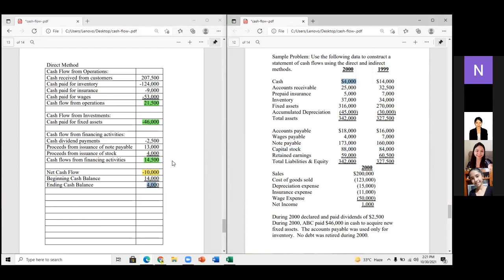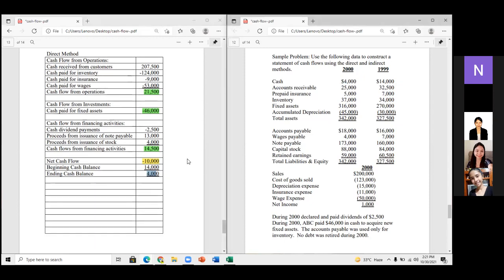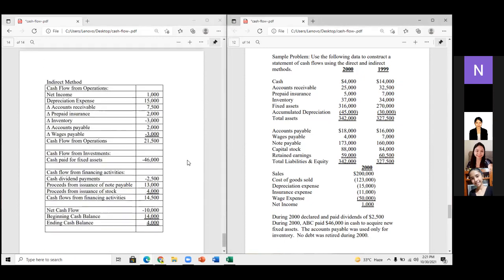So, masasabi mong tama yung ginawa mo sa cash flows mo kapag nakuha mo yung ending balance. Kapag itong ending balance dito and yung ending balance dito is magmamatch siya. Ganun lang. So, and after nyan, pumunta naman tayo sa indirect method.